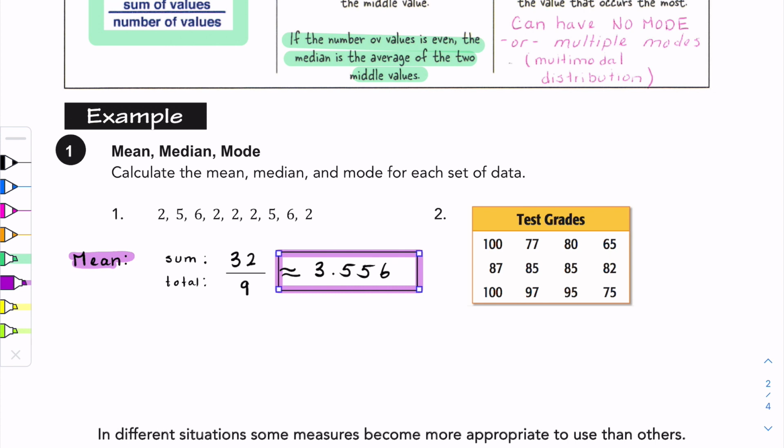Next, let's look at the median. The median is when you organize your numbers from smallest to largest. When we do that, we would have 2, 2, 2, 2, 2, 5, 5, 6, 6. And for the median, we would eliminate them until we get to the middle number. So in this case, your median is 2.